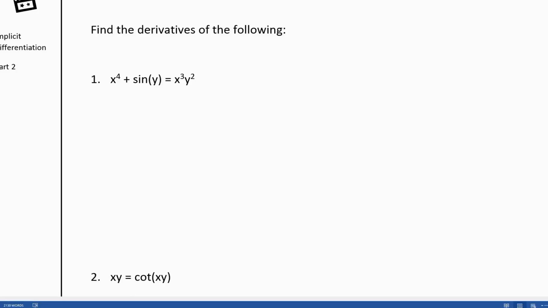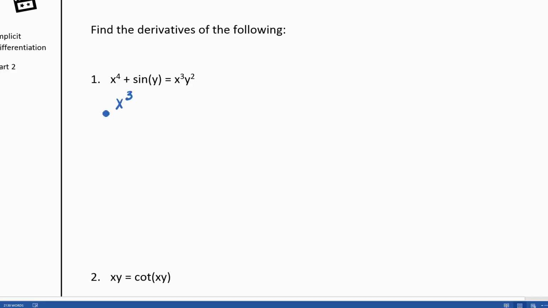Okay, we're going to do some more examples of implicit differentiation, and we'll also talk about what it actually means. So we want to find dy/dx, the derivative of x to the fourth plus sine of y equals x cubed y squared. So we'll start with the left-hand side. We'll take the derivative of x to the fourth, which is 4x cubed.